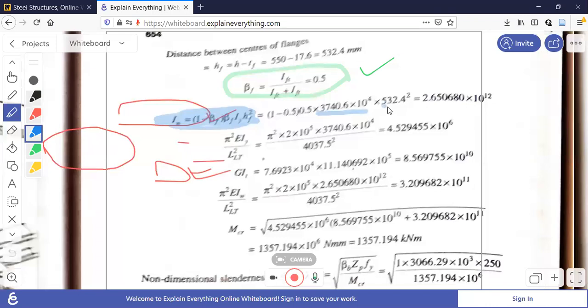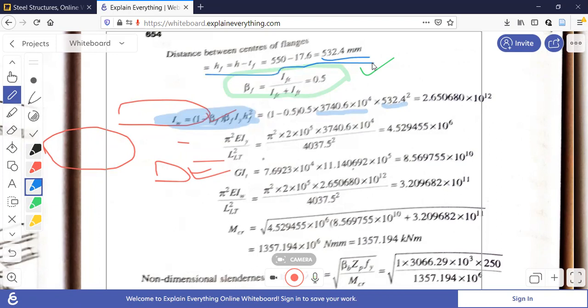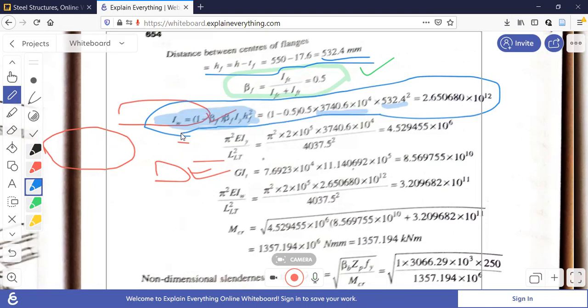IY into hf raised to 2. Okay, hf is already 532.4, it is here. It means to calculate IW, you know everything now. You know how I am going to get this value IW. This is all an exercise just to calculate MCR. Finally, I am getting MCR somewhere here.